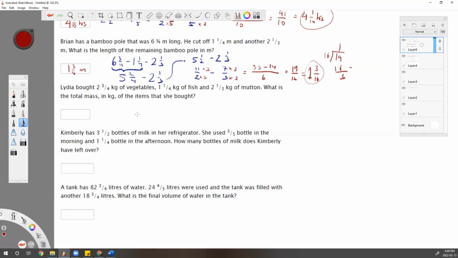Yeah. Now Lydia bought 2 3/4 vegetables, this and this. What is the total? Okay, add everything, right? So that's the clue. You look at the question, you know how to do.